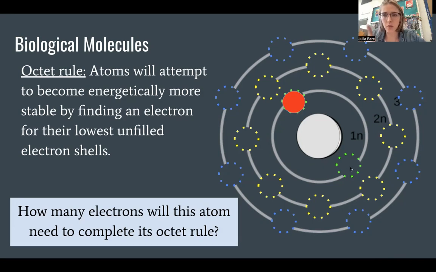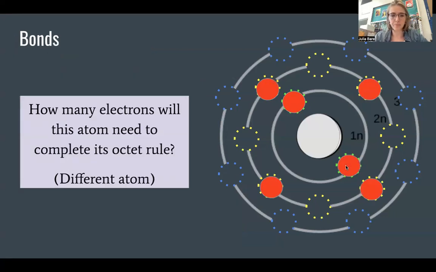And again, I know this is confusing because octet makes you think 8. But for the first orbital, there's only 2 electrons. So in order to fulfill its octet rule, it would only need 1 electron. Let's take a look at another example.